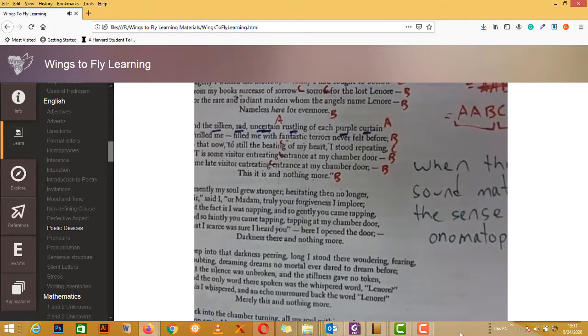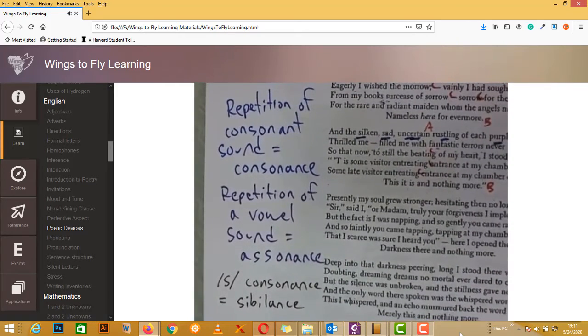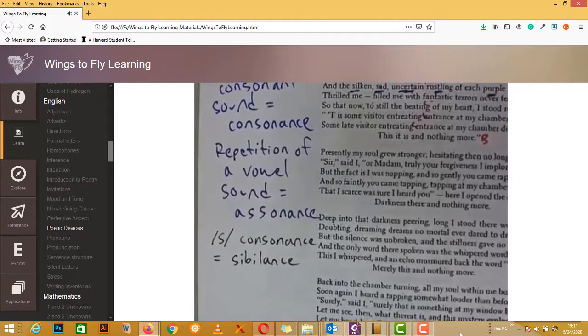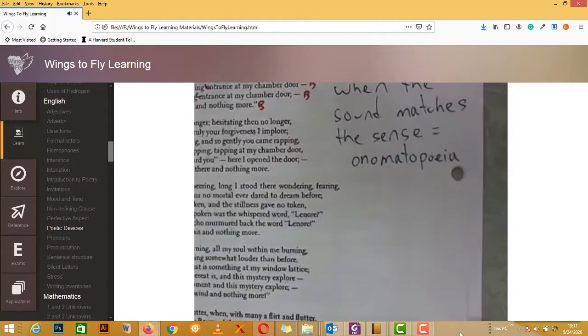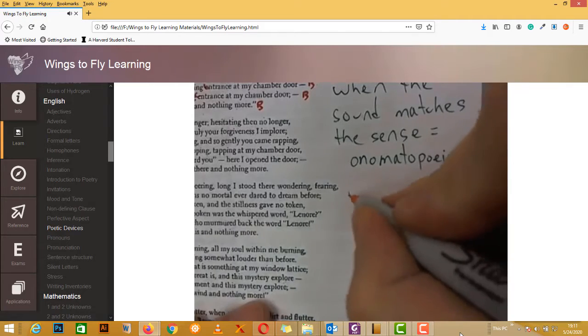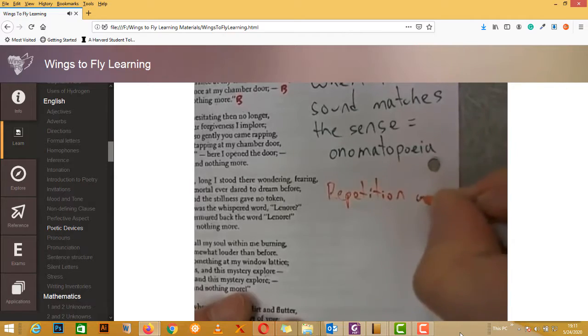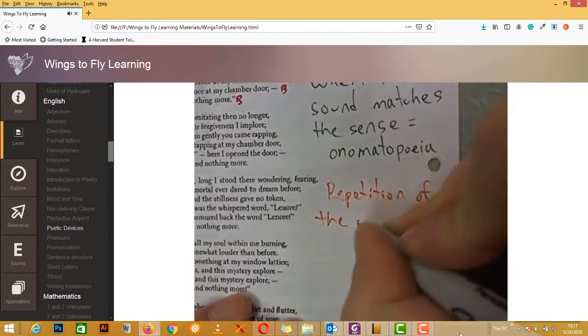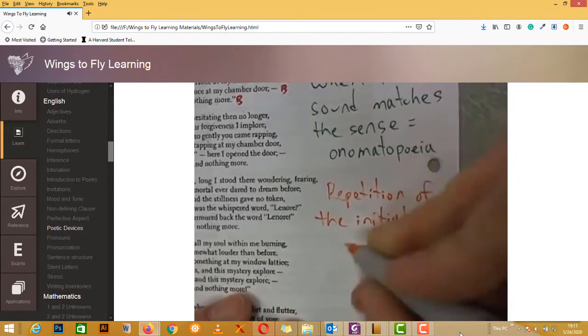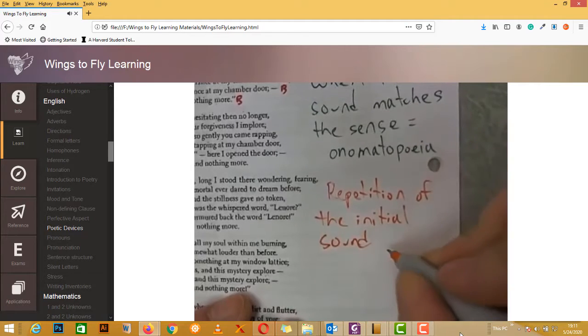One last thing. Oh, a couple more things. Another kind of repetition here. We have repetition of consonant, repetition of vowel sound. How about repeating the initial sound? Repetition of the initial sound. The initial sounds in close proximity, obviously, equals what?